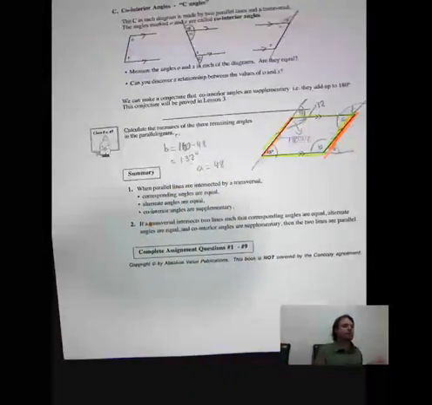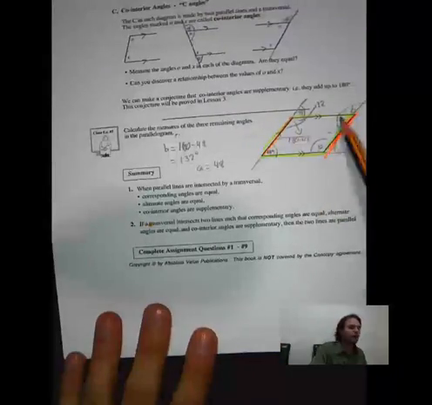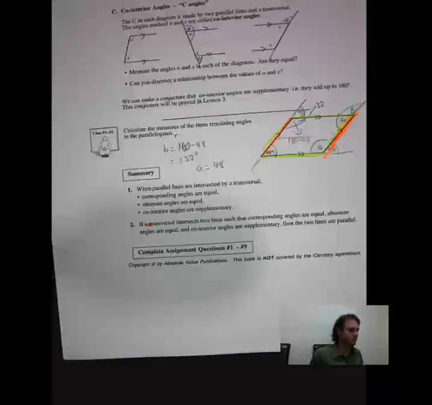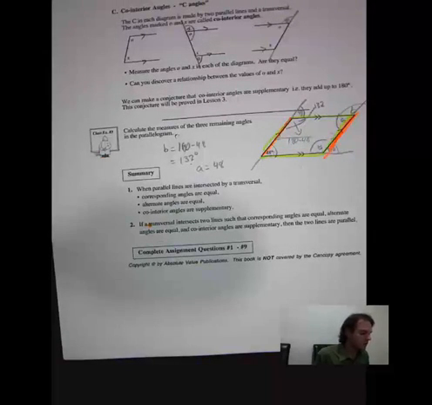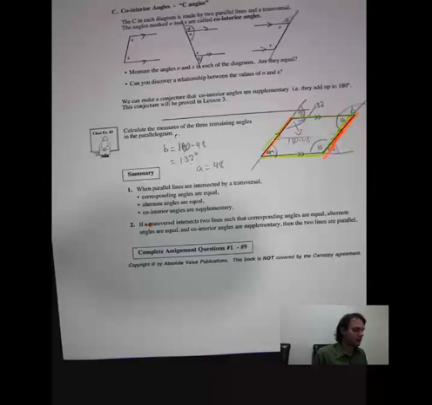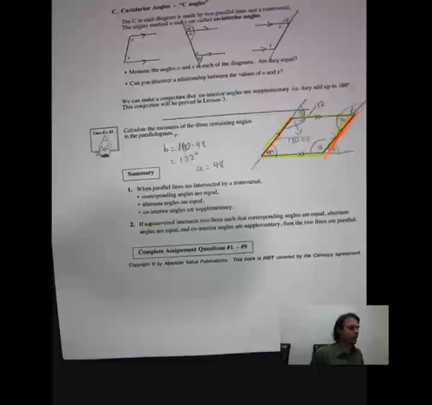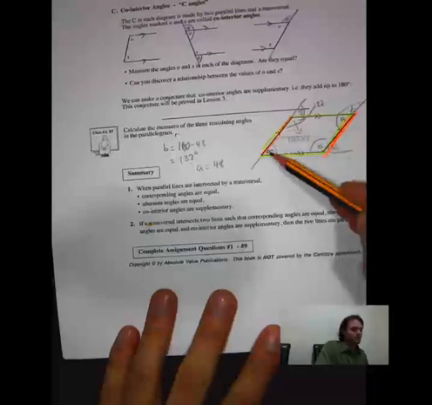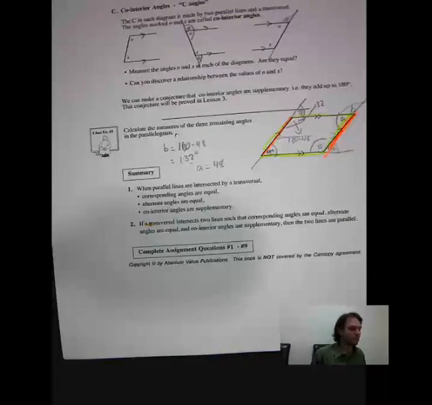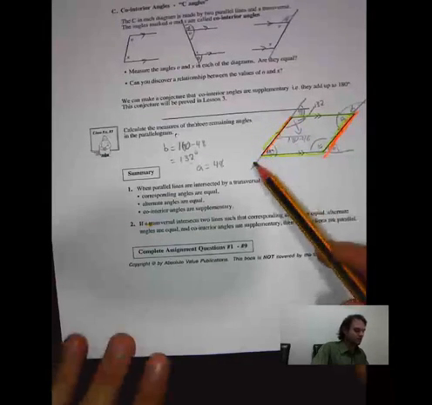Now, if we look at this parallelogram, opposite angles are equal. Okay? So corresponding angles are equal. All right, that's one thing there. Okay, so corresponding angles, the opposite angles, are equal. Co-interior angles are supplementary. So this one and this one, those are the co-interior angles, they're supplementary. They add up to 180. And alternate angles are equal.